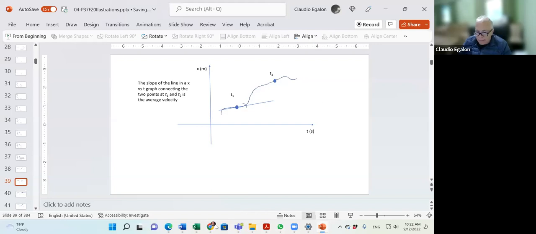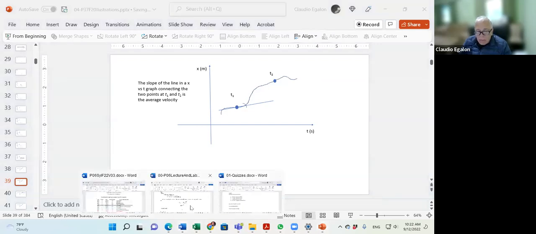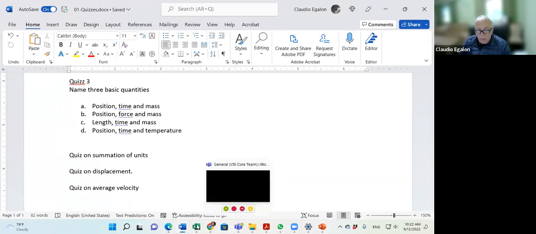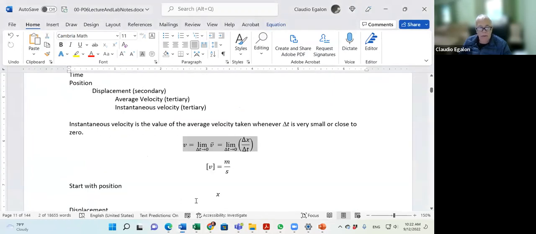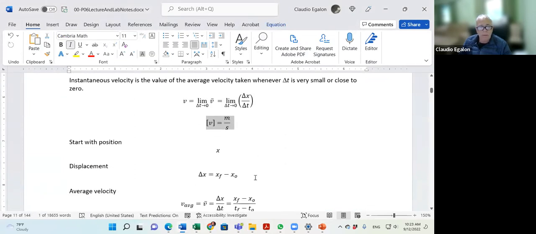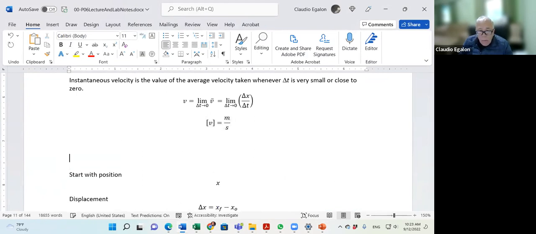So I need you to practice that. Let's write that down in the notes. The unit of instantaneous velocity is also meters per second. And here we go. In order to calculate the instantaneous velocity, you need calculus.